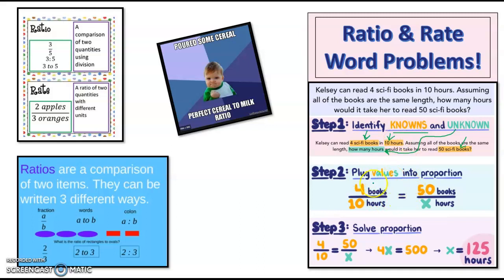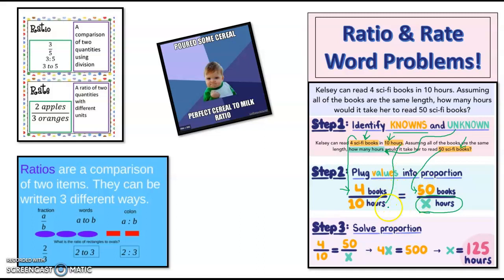All right, so then we're going to plug in our values to our proportion. So notice it has the 4 books on the top that came down from here. Then we have the 10 hours. Then we have the 50 books total. And we're trying to figure out this hours right here. So how do you solve for that?